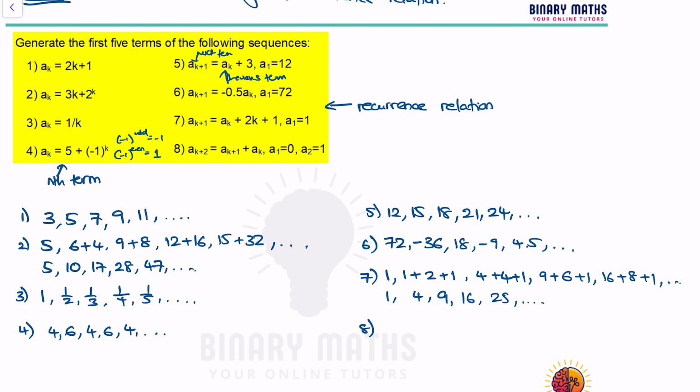Okay, so A1 is 0, A2 is 1. To get the next one, you add the two previous ones together. So 0 plus 1 gives you 1. 1 plus 1 gives you 2. 2 plus 1 gives you 3, and so on.